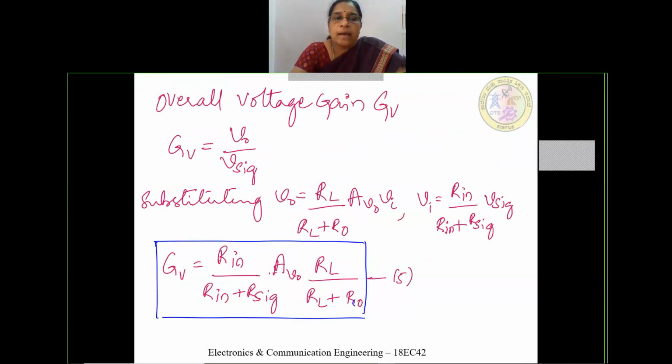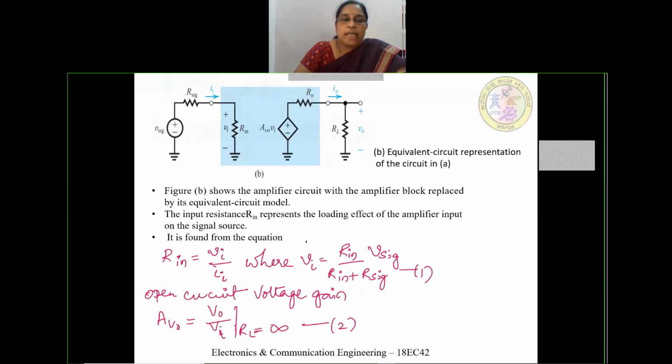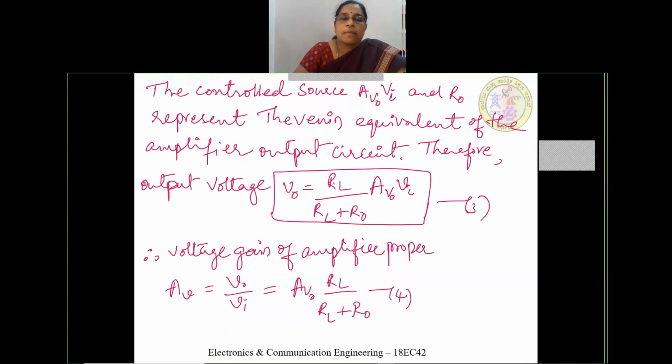Now we still have one more voltage gain. What is that? The overall voltage gain, indicated by the notation GV. So far we have seen three voltage gains. One is the open circuit voltage gain AV naught, defined as V naught by Vi under the condition RL equal to infinity. The other one is the voltage gain of the amplifier proper, simply AV, which is equal to V naught by Vi.